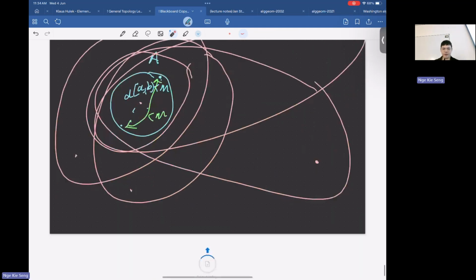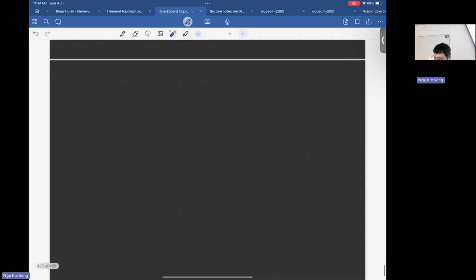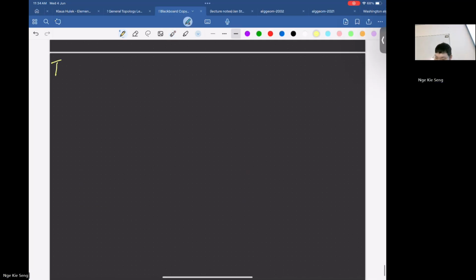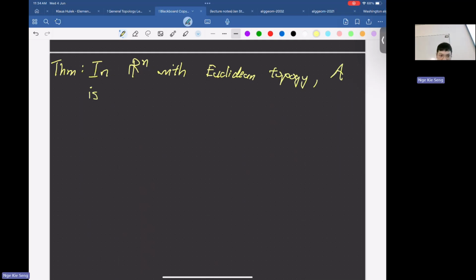All right, then, wow, this is a very nice theorem. I think you guys have seen it already in R^3 with the Euclidean topology. A is compact if and only if it is closed and bounded.